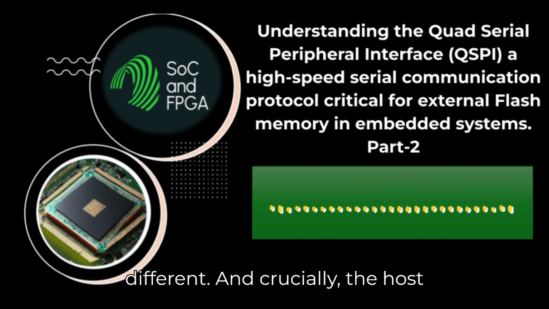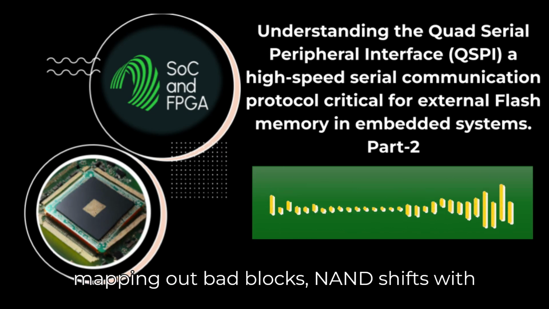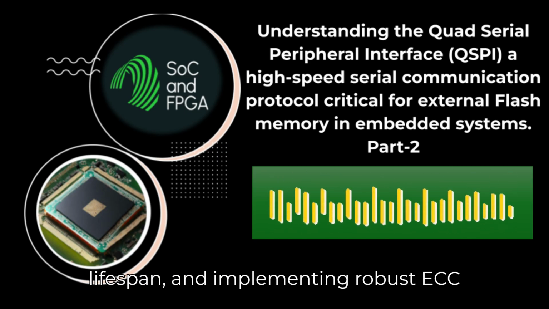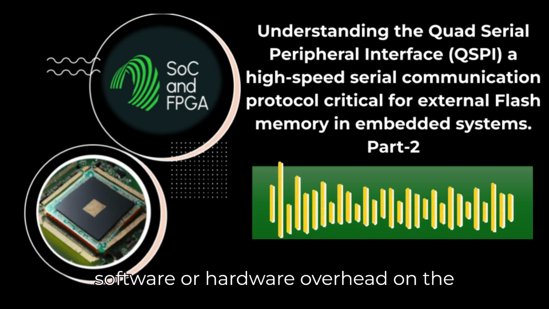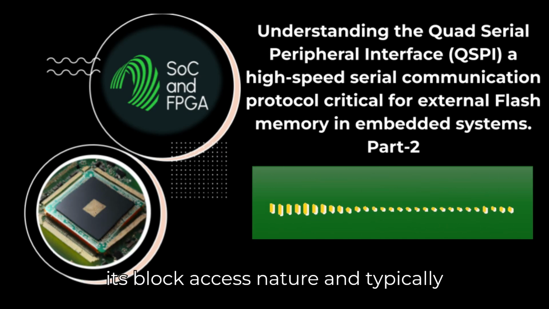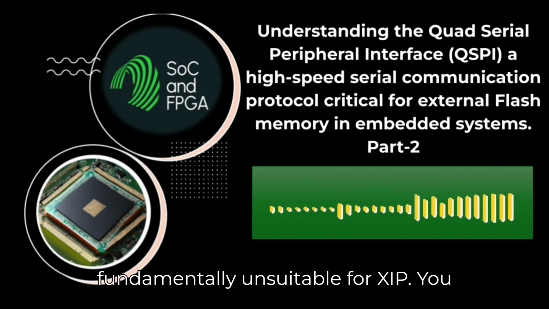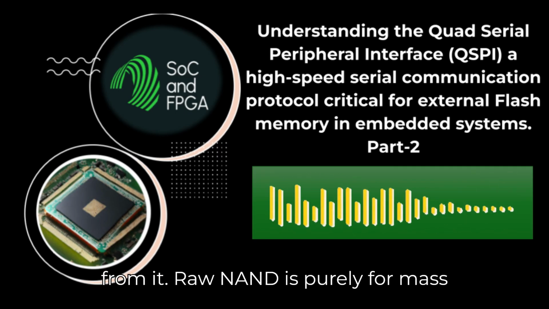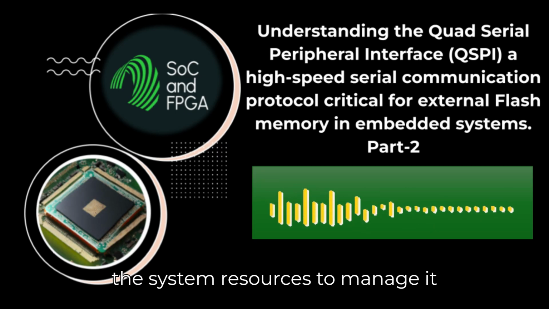Very different. And crucially, the host processor or a dedicated NAND controller has to manage everything. Detecting and mapping out bad blocks, since NAND ships with imperfections, performing wear leveling to distribute writes evenly and maximize lifespan, and implementing robust ECC to correct bit errors, which are much more common in NAND than NOR. So way more software or hardware overhead on the host side. Huge overhead. And because of its block access nature and typically higher random read latency, raw NAND is fundamentally unsuitable for XIP. You just can't efficiently run code directly from it. Raw NAND is purely for mass data storage where cost and density are the absolute top priorities, and you have the system resources to manage it properly.